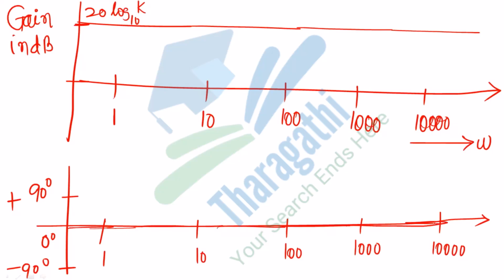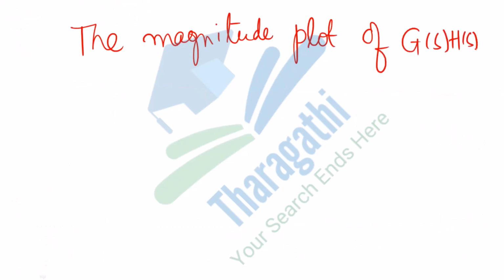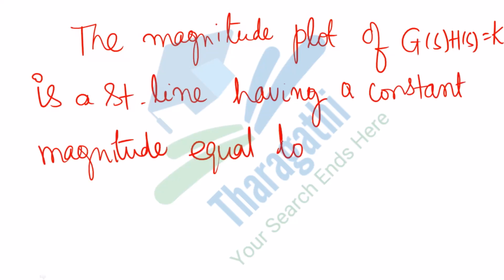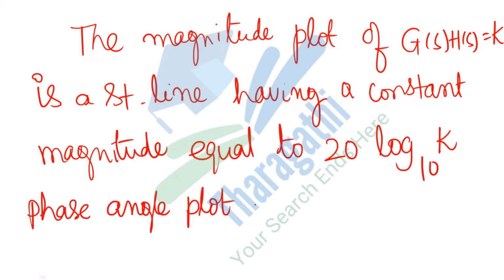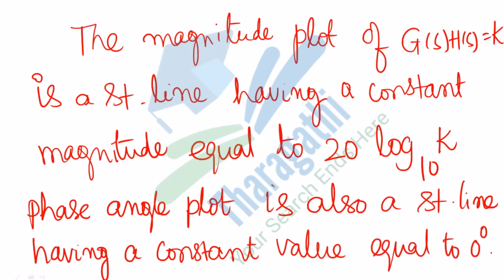So from this what we can say is that the magnitude plot of a constant term, G of s into H of s equal to k, is a straight line having a constant magnitude equal to 20 log k to the base 10, and the phase angle plot is also a straight line having a constant value equal to 0 degrees. So we know the shape of the magnitude plot and phase angle plot for this kind of factor. So I stop here for today.